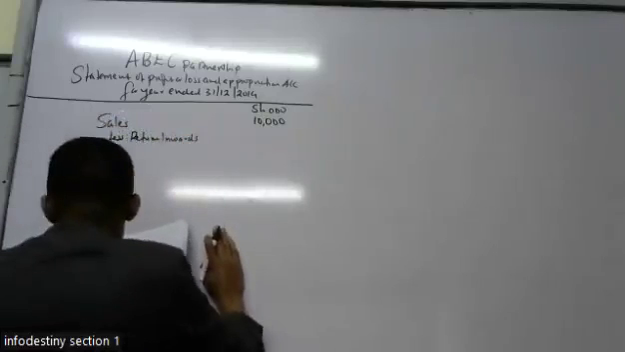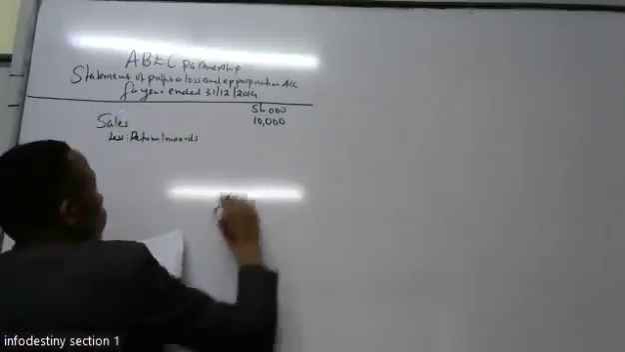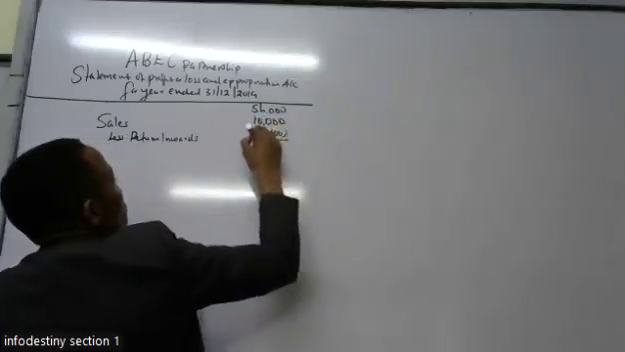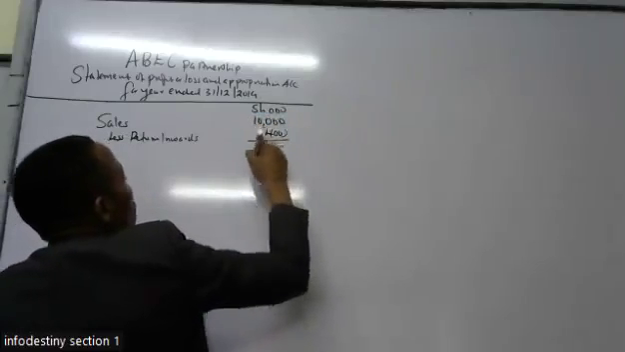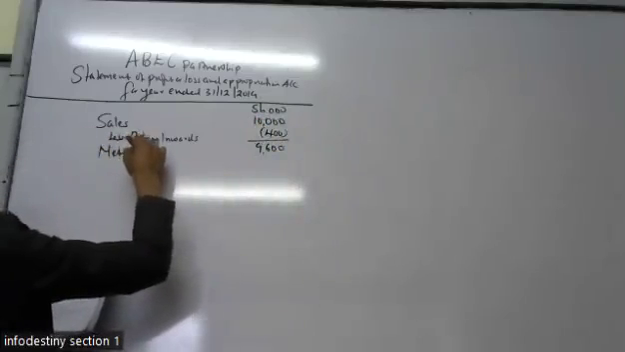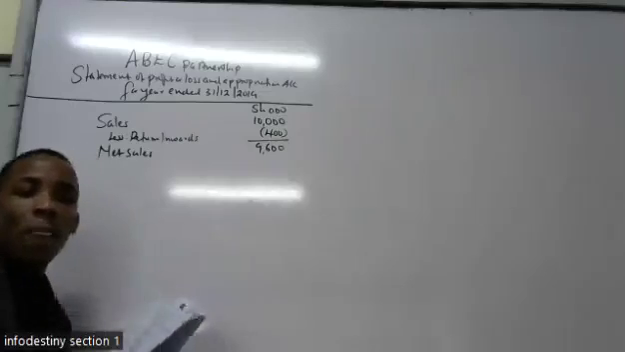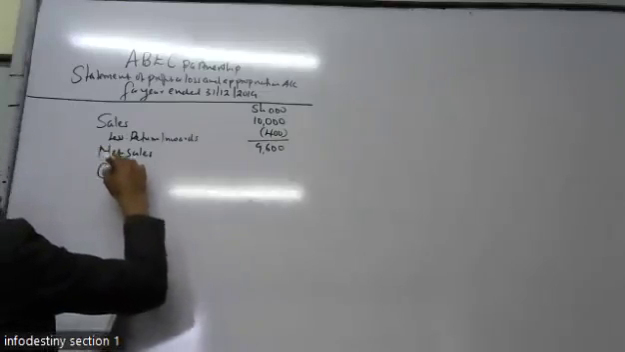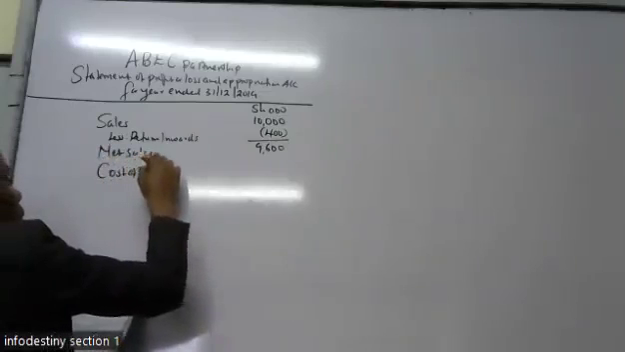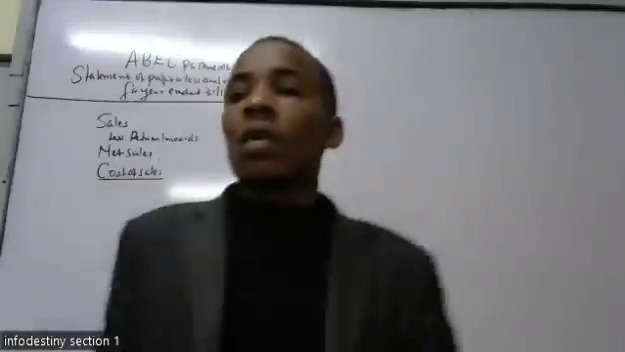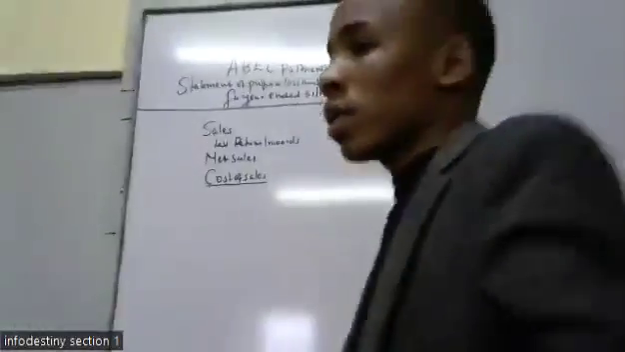Return inwards have a debit balance, so the order is correct. We less 400. That means we remain with 9,600 as net sales. Then we less the cost of sales.